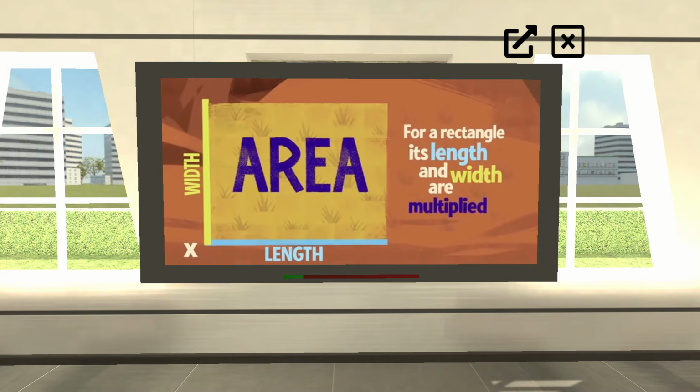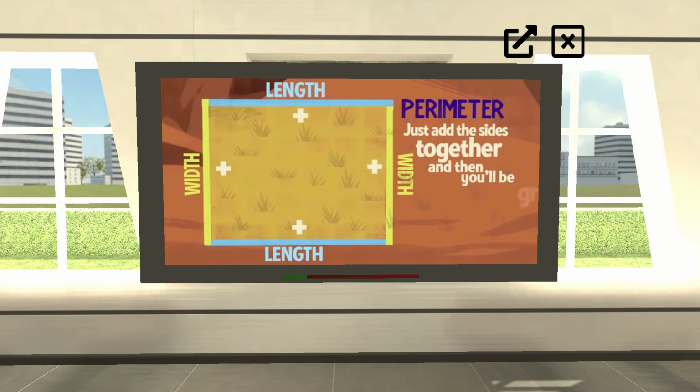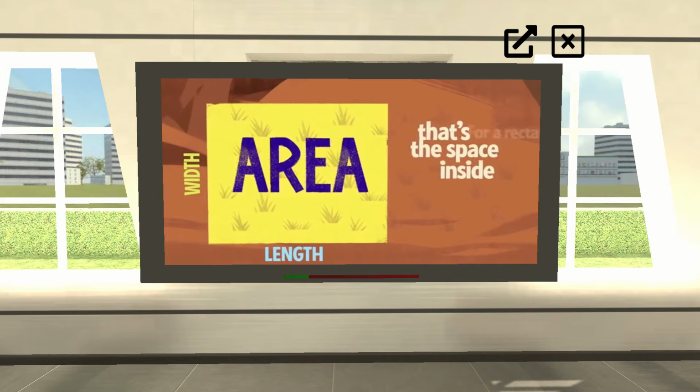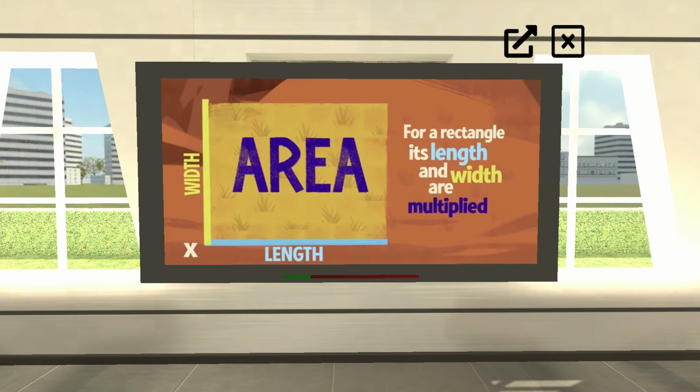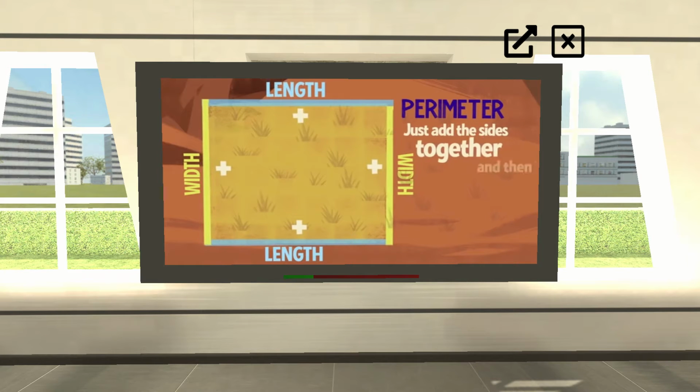For a rectangle, its length and width are multiplied. Perimeter, the distance around the shape. Just add the sides together. The area is the space inside. For a rectangle, its length and width are multiplied. And perimeter is the distance around the shape. Just add the sides together.